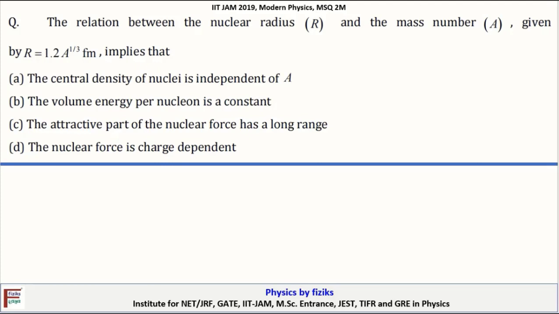This is an MSQ problem. Here the relation between nuclear radius and mass number A is given by R equals 1.2 A to the power 1 by 3 fermi. So which of the options are correct, we have to find.